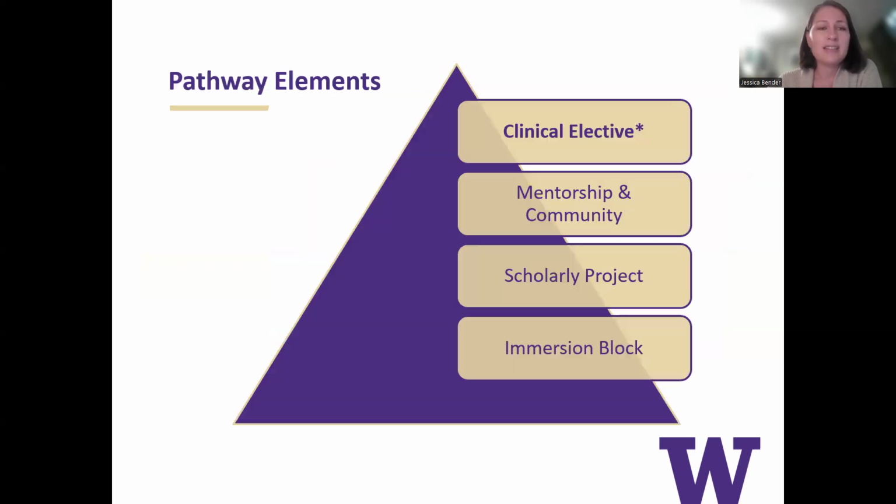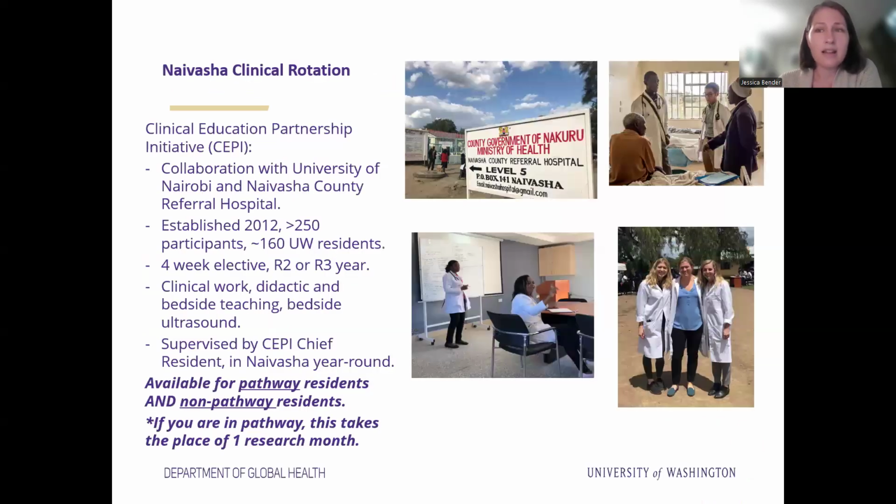And then the last pathway element is an optional element. It's a clinical elective. And this is in Naivasha, Kenya, not too far from Nairobi. And this is through the CEPI program. It's a longstanding educational partnership between the University of Washington, the University of Nairobi, and Naivasha County Referral Hospital. So if you are a pathway resident, you can do this rotation, but that means you will have 2 research months instead of 3. If you are not in the global health pathway, you can also do this rotation.